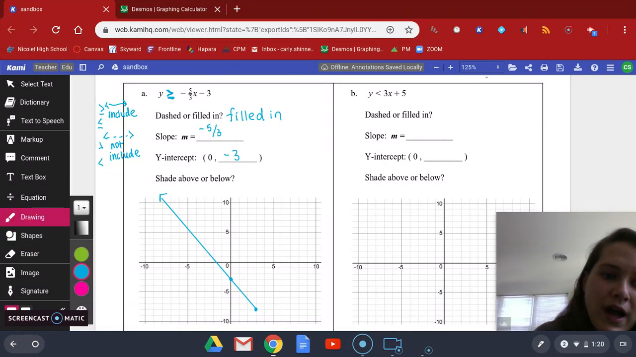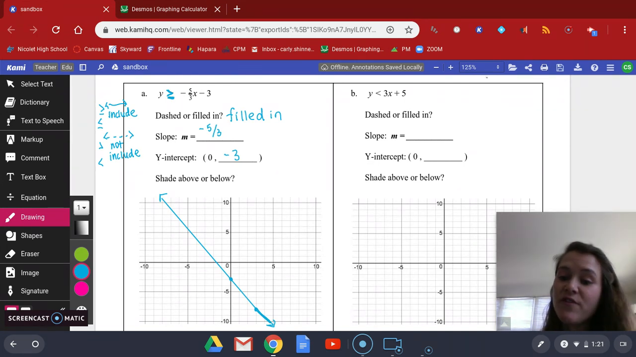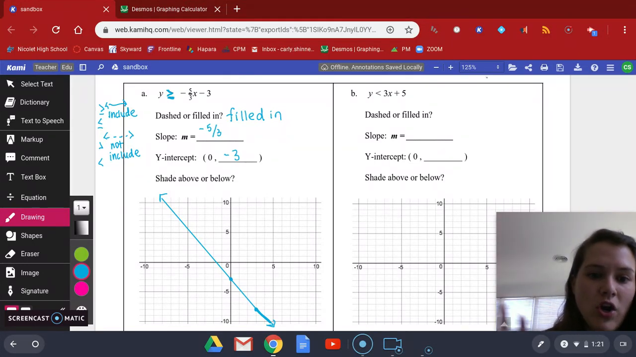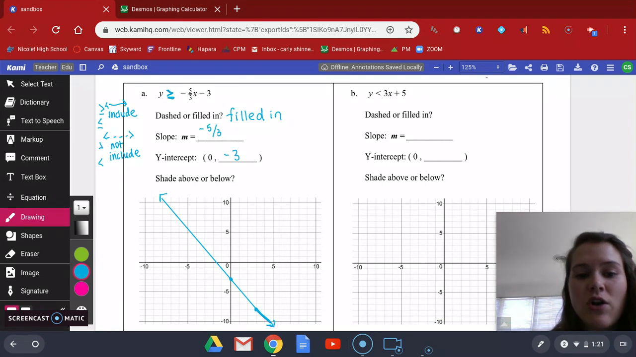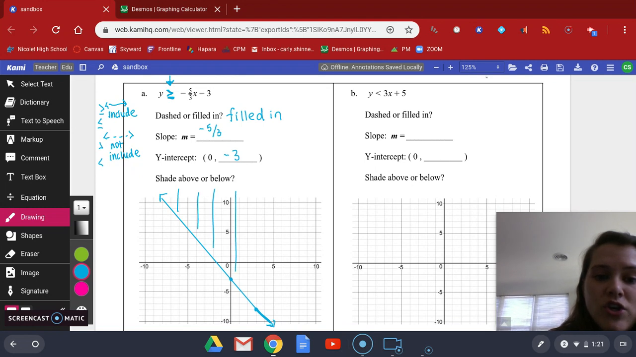There we go, that looks pretty good. Make sure you have arrows, and make sure that the line, oops, that looks a little wobbly down there, but that's okay. Make sure your line extends for the whole coordinate plane because that makes shading above or below more clear. My line is filled in, so I don't need to dash it. Now, am I shading above or below? Because this sign is a greater than, I am going to shade above the line. So shade going up.